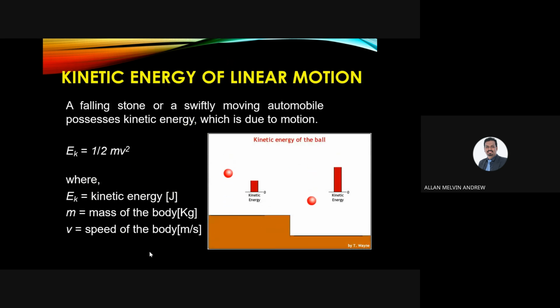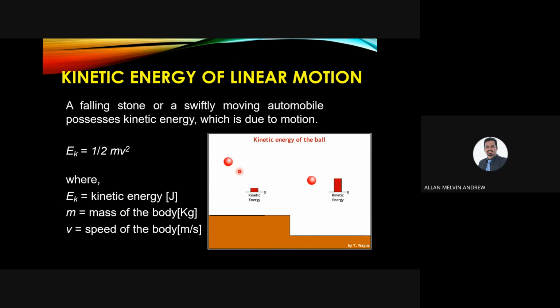Okay, kinetic energy of the linear motion. When we are dealing with anything that is moving, we know that it has a kinetic energy, because kinetic energy is related to velocity. We can have a kinetic energy in linear motion, and we also have a kinetic energy in a rotational motion, both having a different formula.